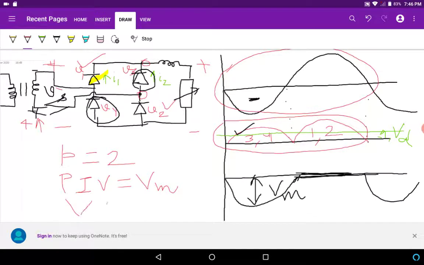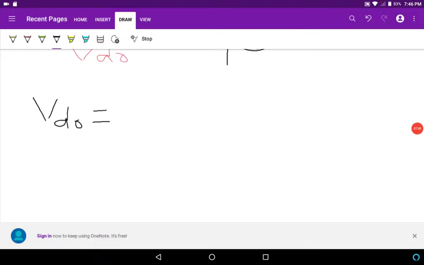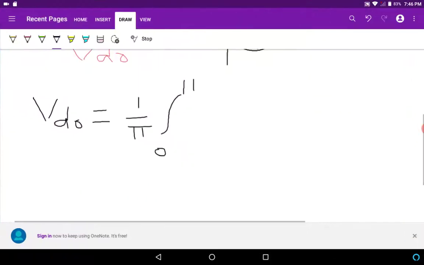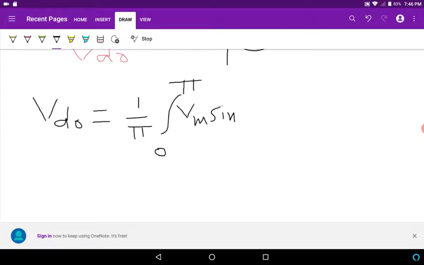Then we can calculate the value of VD0. What is VD0? VD0 is the DC voltage when the firing angle is 0. Since these are diodes, the firing angle can be taken as 0. So VD0 can be calculated by the formula: 1 upon pi, integral 0 to pi, Vm sin omega t d omega t.